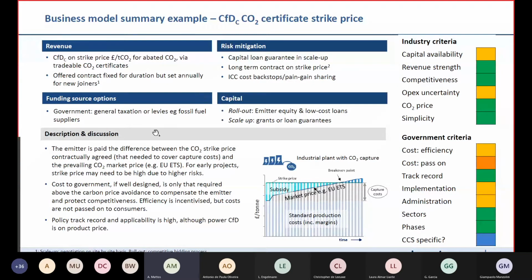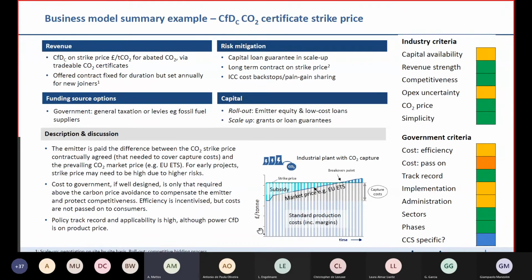So how this works is the emitter is paid the difference between an agreed CO2 strike price, which is basically the subsidy that would be needed to cover the additional costs of applying CO2 capture to their site, and the prevailing CO2 market price. For example, this could be the EU ETS value if the emitter is included in the EU ETS. For early projects, the strike price may need to be quite high because there are more risks and more uncertainty, so a stronger incentive is needed.